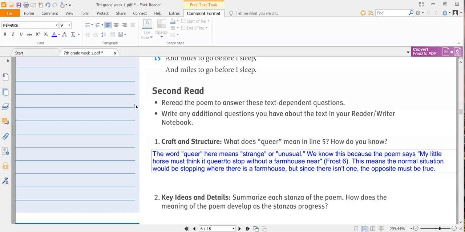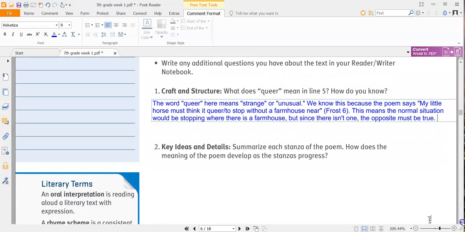Okay, so we used complete sentences. We answered all parts of the question. We answered what queer means, and we also answered how we know. And then we also used a direct quote from the text and cited it with the correct citation format. All right, so now that we have that, let's go on to the next one.